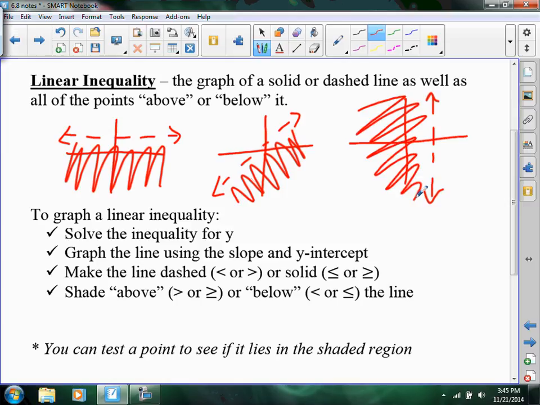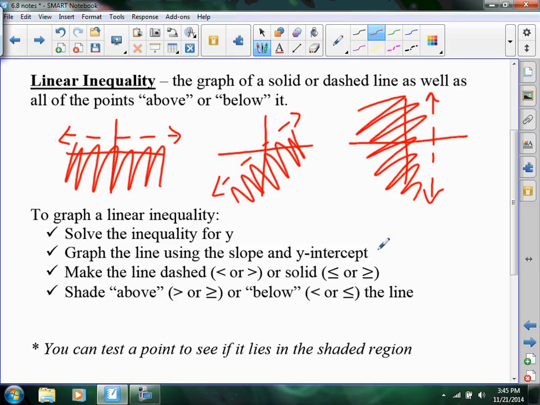So above and below are general terms that we're going to be using. But we're going to solve our inequality for y, or sometimes x if it's a vertical line. And then we'll graph it using our knowledge about slope and y-intercept and horizontal and vertical lines.